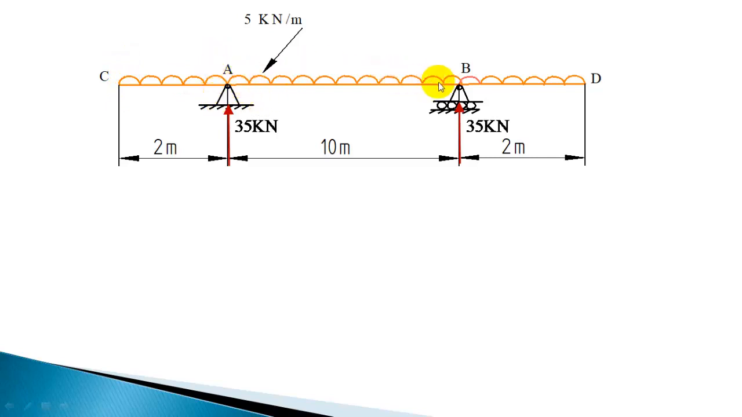And the next portion is AB, where you have to calculate immediately right of A and immediately left of B. And again for BD, immediately right of B and immediately left of D. So in 6 different sections you have to calculate the shear force.